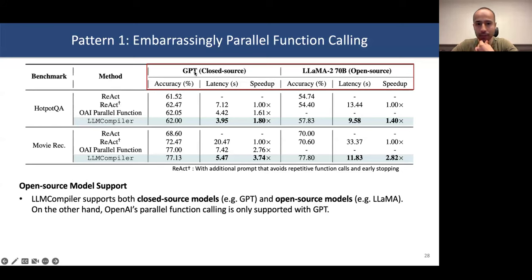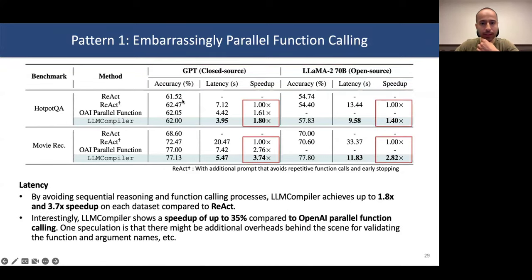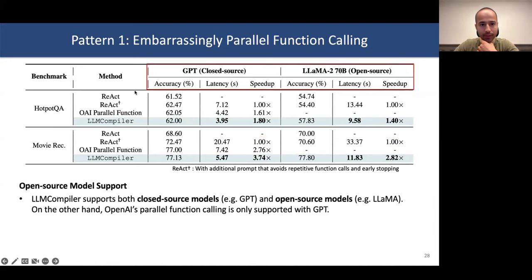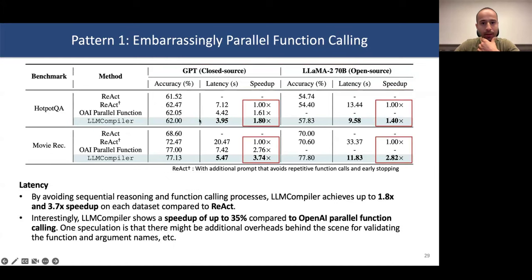First we have the GPT-based results, this is with GPT-3.5 Turbo, and then with Llama 2 7B. And we are measuring accuracy, total latency, and the speedup you get compared to ReAct for both GPT and Llama 2. So the first thing you notice is that the accuracy of just using ReAct is pretty low. If you look at both the HotpotQA and movie recommendation data sets, the accuracy is only 61%. The speed is also pretty slow. It takes 7 seconds to perform these two comparisons, right?